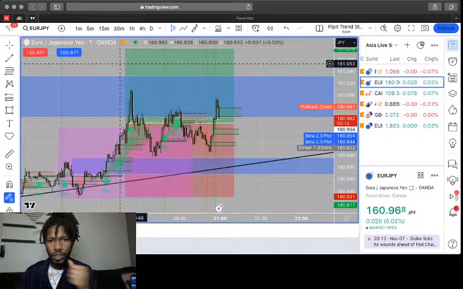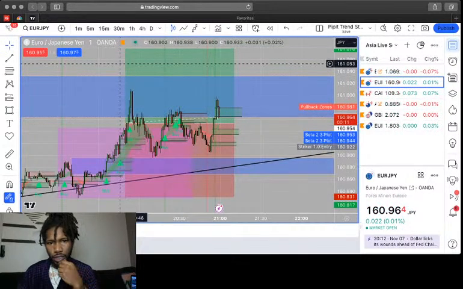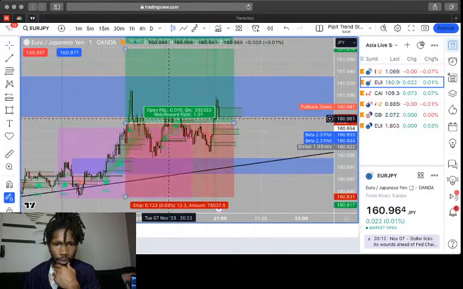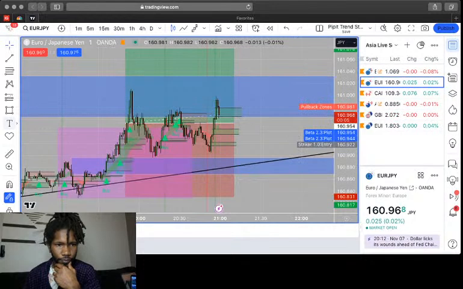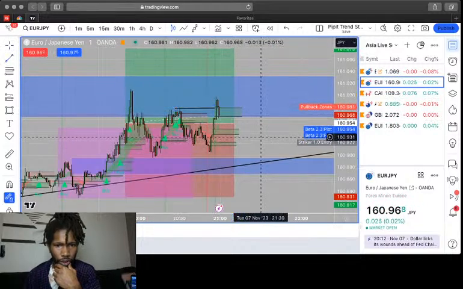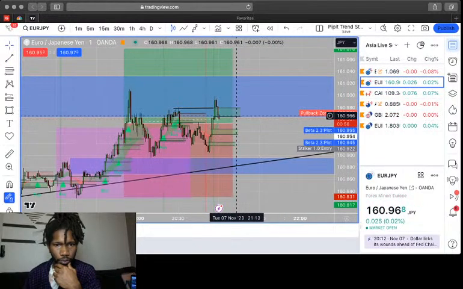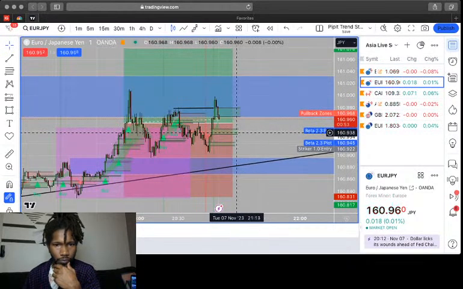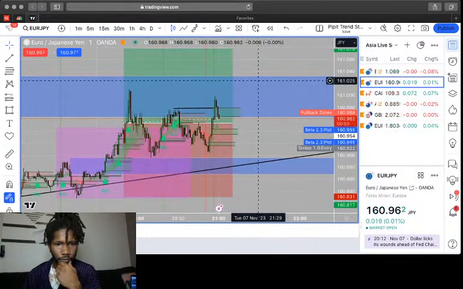Yeah, I should have closed EJ. I do not like the way EJ is moving. It is nice, though, that we got this striker buy. We got this break of structure to the left. Right here, we get this break of structure. We have a pullback into the zone. So who knows, we might get a nice little support rejection. Even a pullback down here to this zone, to continue up. I would like that.